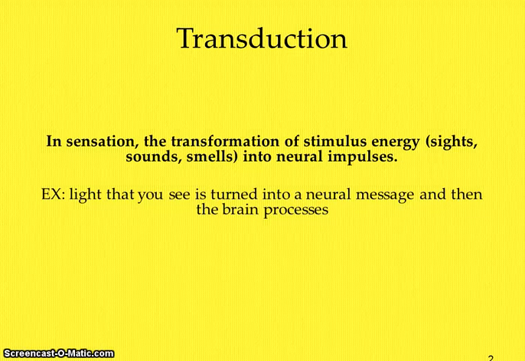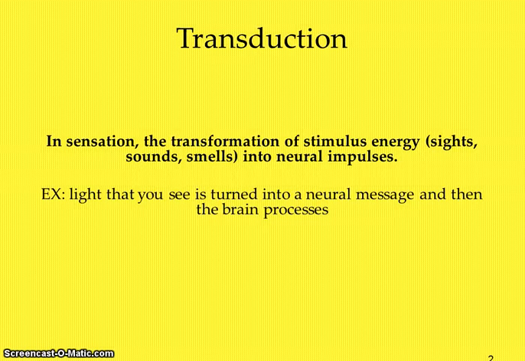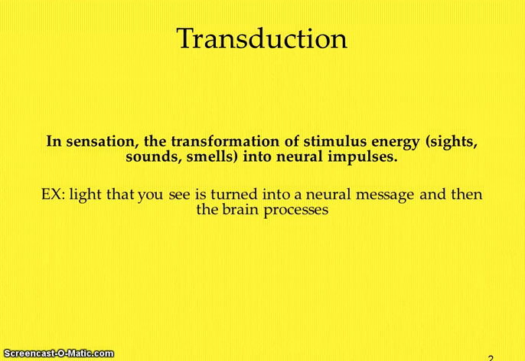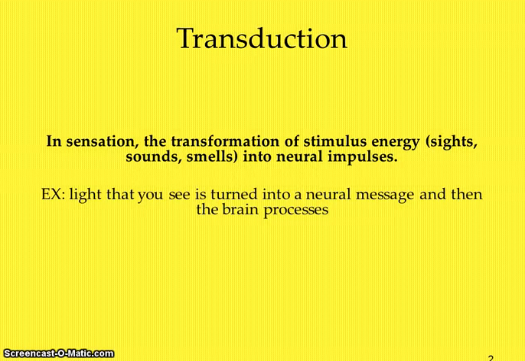With sensation, there's this transformation of the stimulus energy into the neural impulse, which we talked about yesterday. Transduction is when you take that stimulus energy and you process it into something that is meaningful to you. So for example, the light that you see is turned into a neural message, and then the brain processes it as what you consciously see. And we are converting one form of energy to another on a second by second basis.